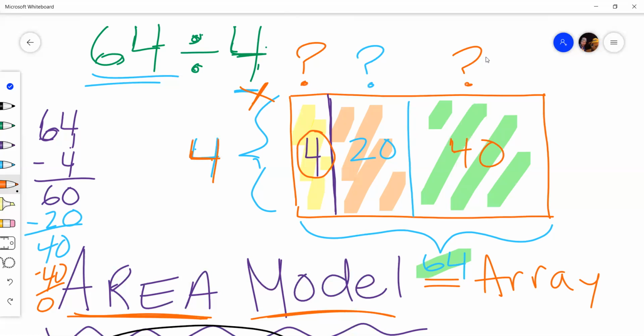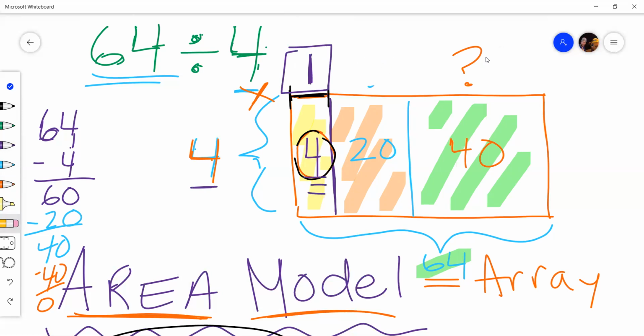Because remember, this is like an area model, like this distance right here. Let me do that in a different color so it's clear. This distance right here of an area model would be 4 times what to make this area equal 4. Well, I know that. That's 4 times 1. 4 times 1 equals 4.